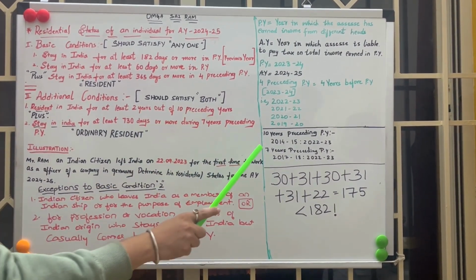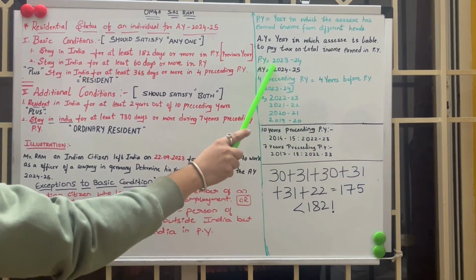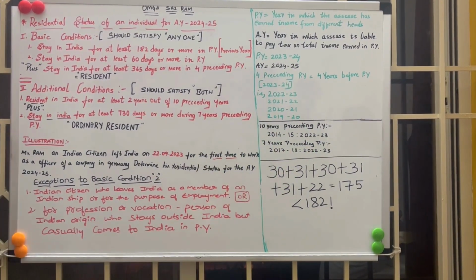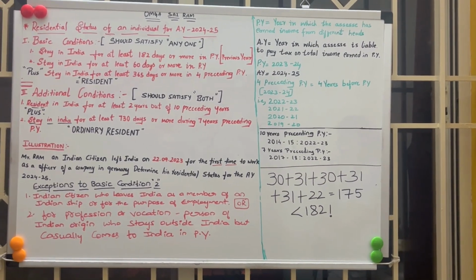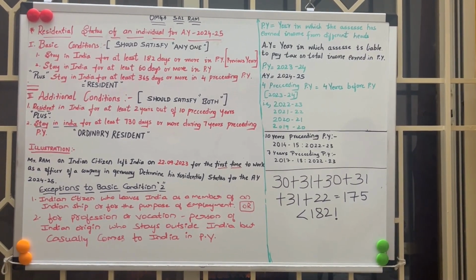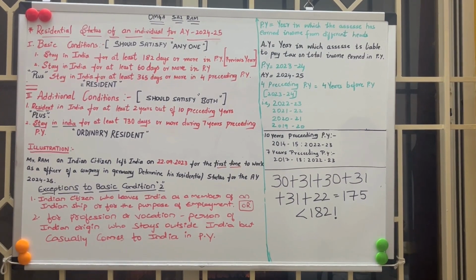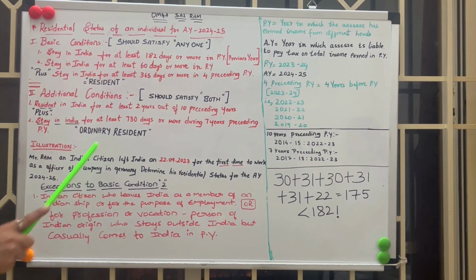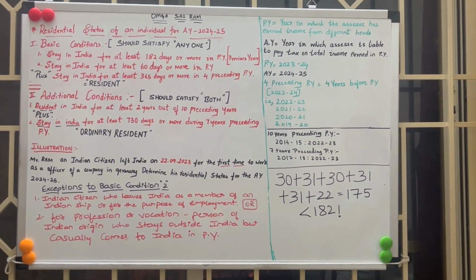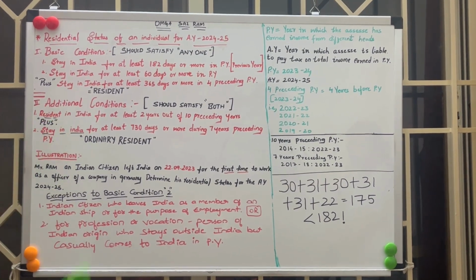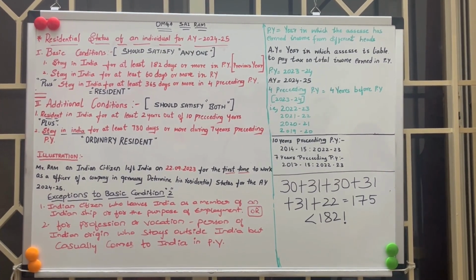We know that previous year is 2023-24, and 10 years before that. That means we should count 2022-23, 2021-22, 2020-21, like this for 10 years. Now, in this period of 10 years, if he is resident in at least 2 years, he will fulfill the first condition. Plus, focus on the word plus. That means he should fulfill the first condition as well as the second condition.